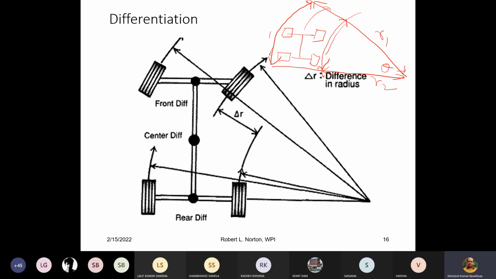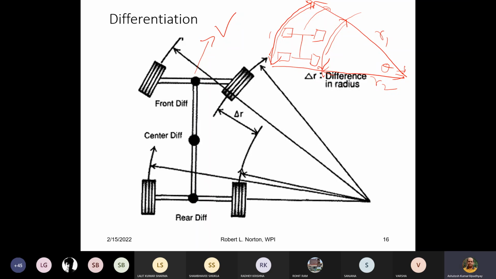So the inner wheels are moving less distance. Outer wheels have to move a larger distance. And the velocity is what? You are keeping the velocity as v. So the velocity remains the same for the vehicle. You are not going to change that. So this is a tough task.